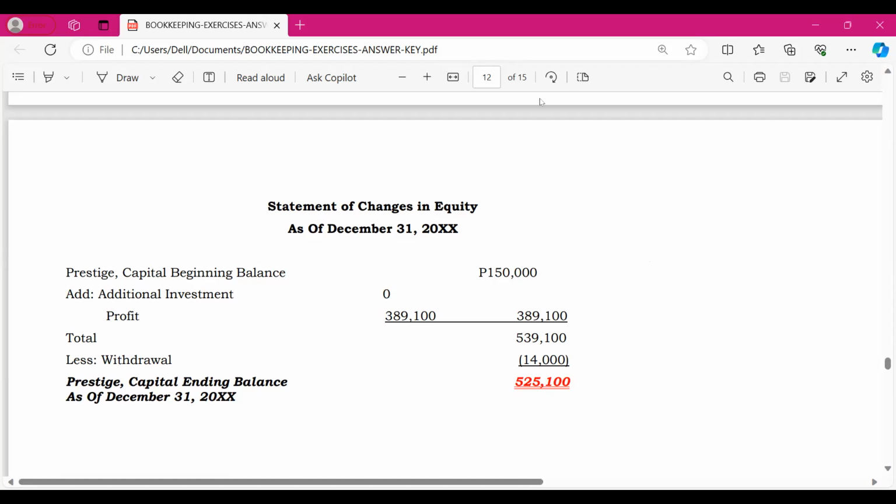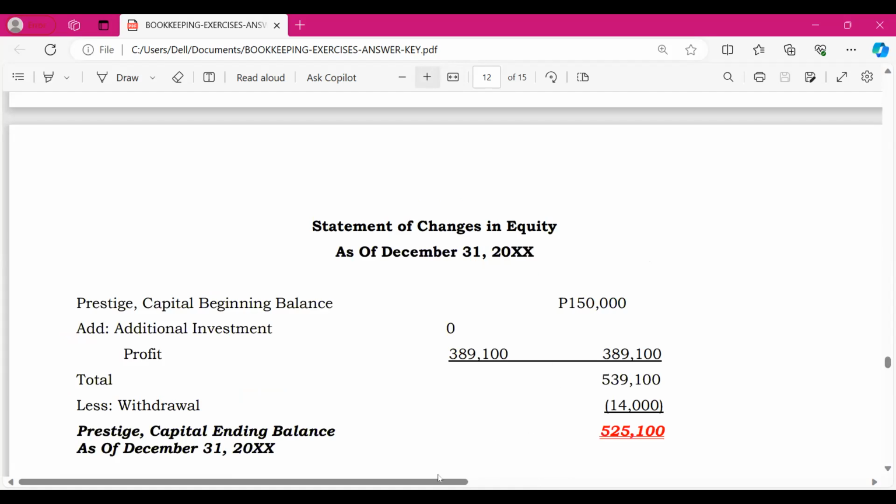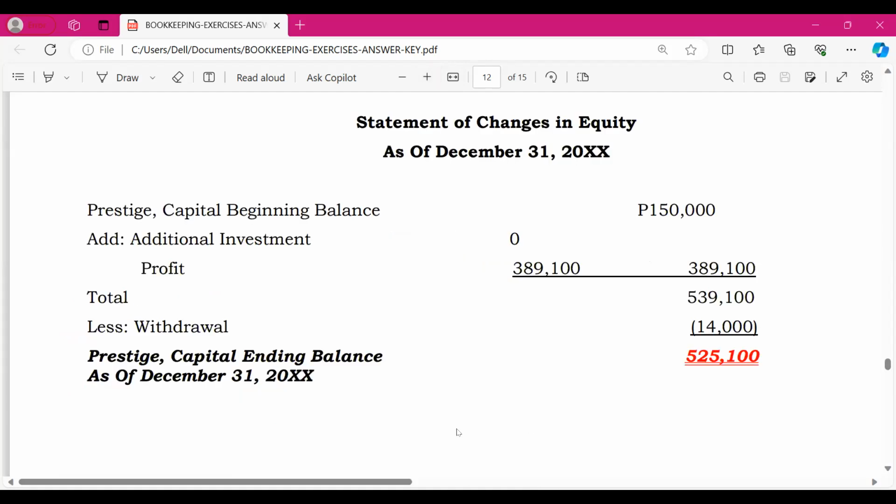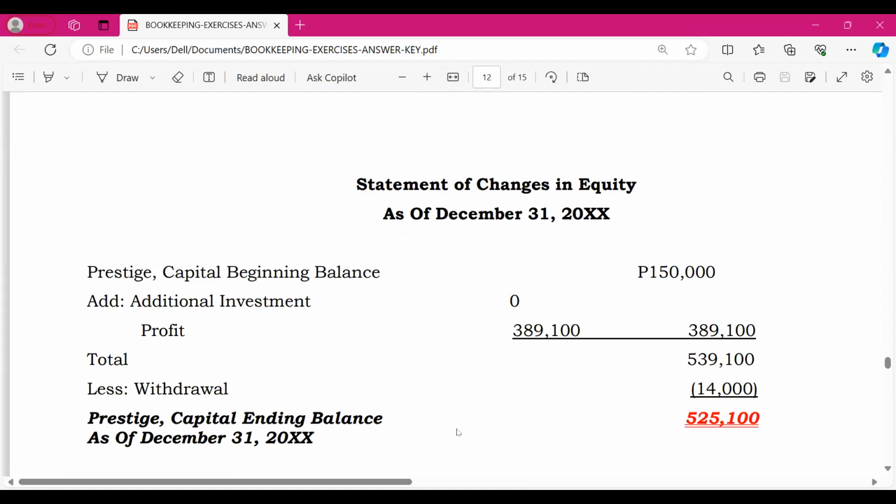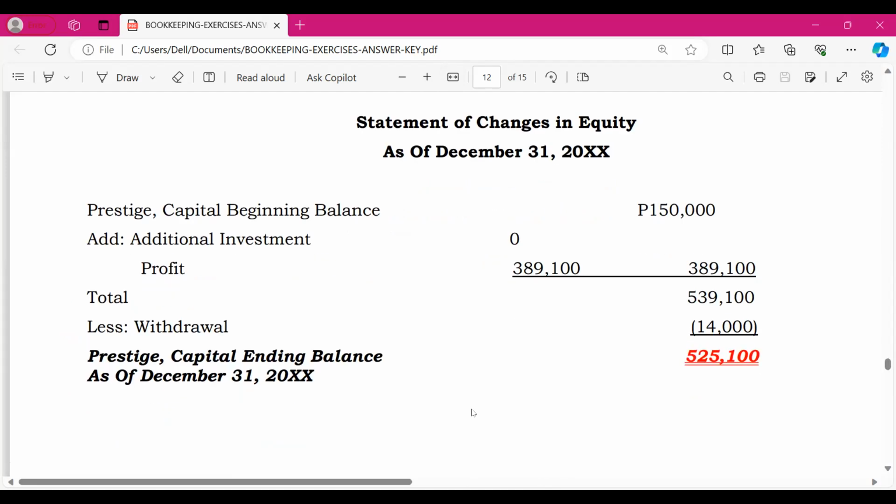Here, we have your statement of changes in equity. Ito po itsura niya. Yung nasa statement of changes in equity, when we say equity, capital account mo, if sole proprietor ka lang. It shows or represents the changes in your capital account. Example, may additional investment ka ba? Wala. Yung profit mo, ano bang i-add mo sa capital account mo, profit mo?